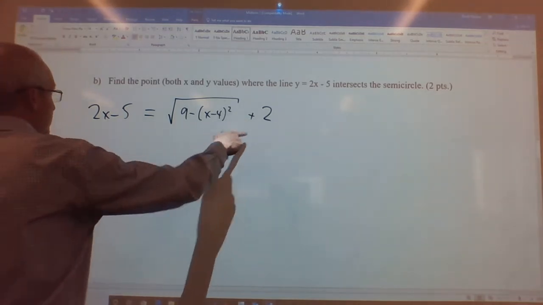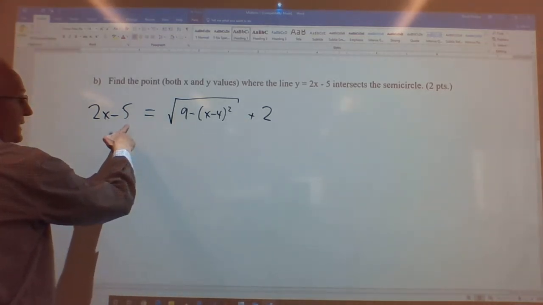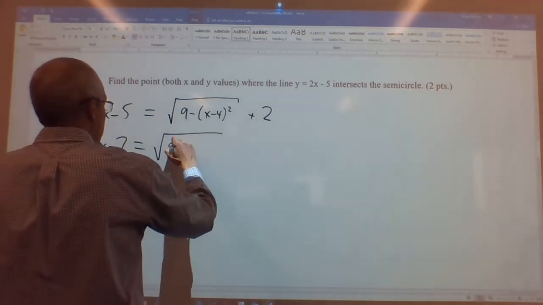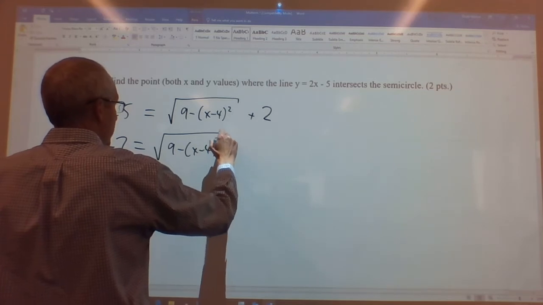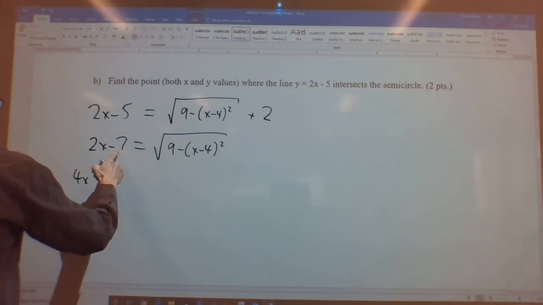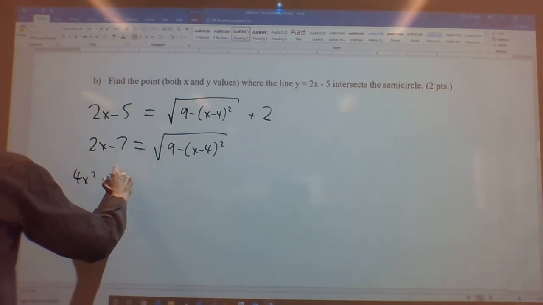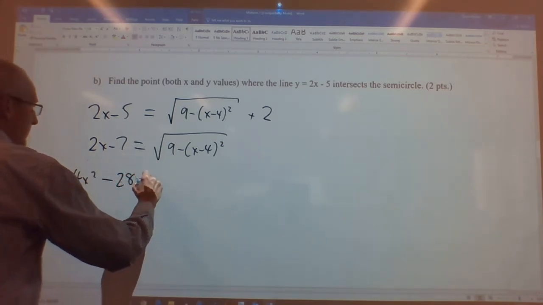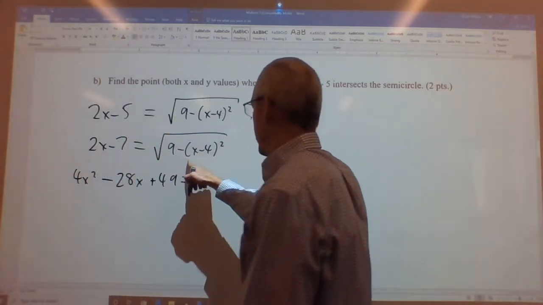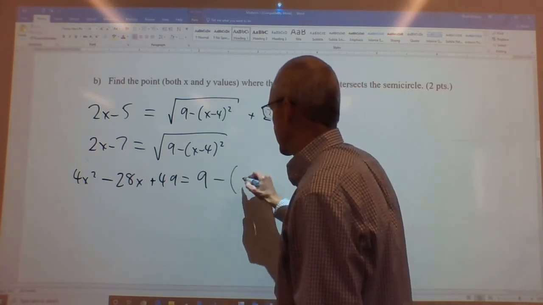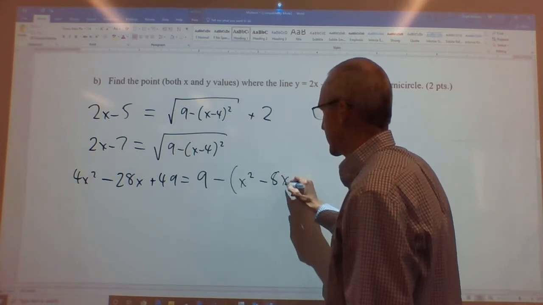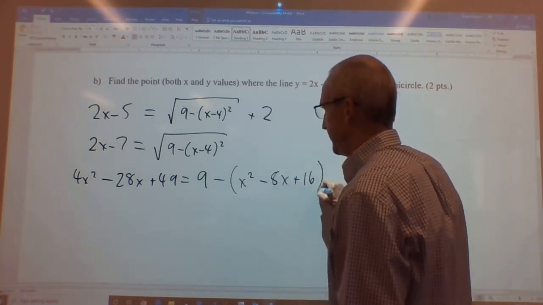And now let's see, we put the 2 over here, that would make it subtract 2 from both sides: 2x minus 7 equals all this, the square root of 9 minus (x minus 4) squared. Square both sides. Over here we get 4x squared minus 2 times those multiplied together, so that'd be 28x, plus 49 equals 9 minus, now I'm going to square that out, (x minus 4) squared, 2 times those multiplied together is 8x, plus 16.